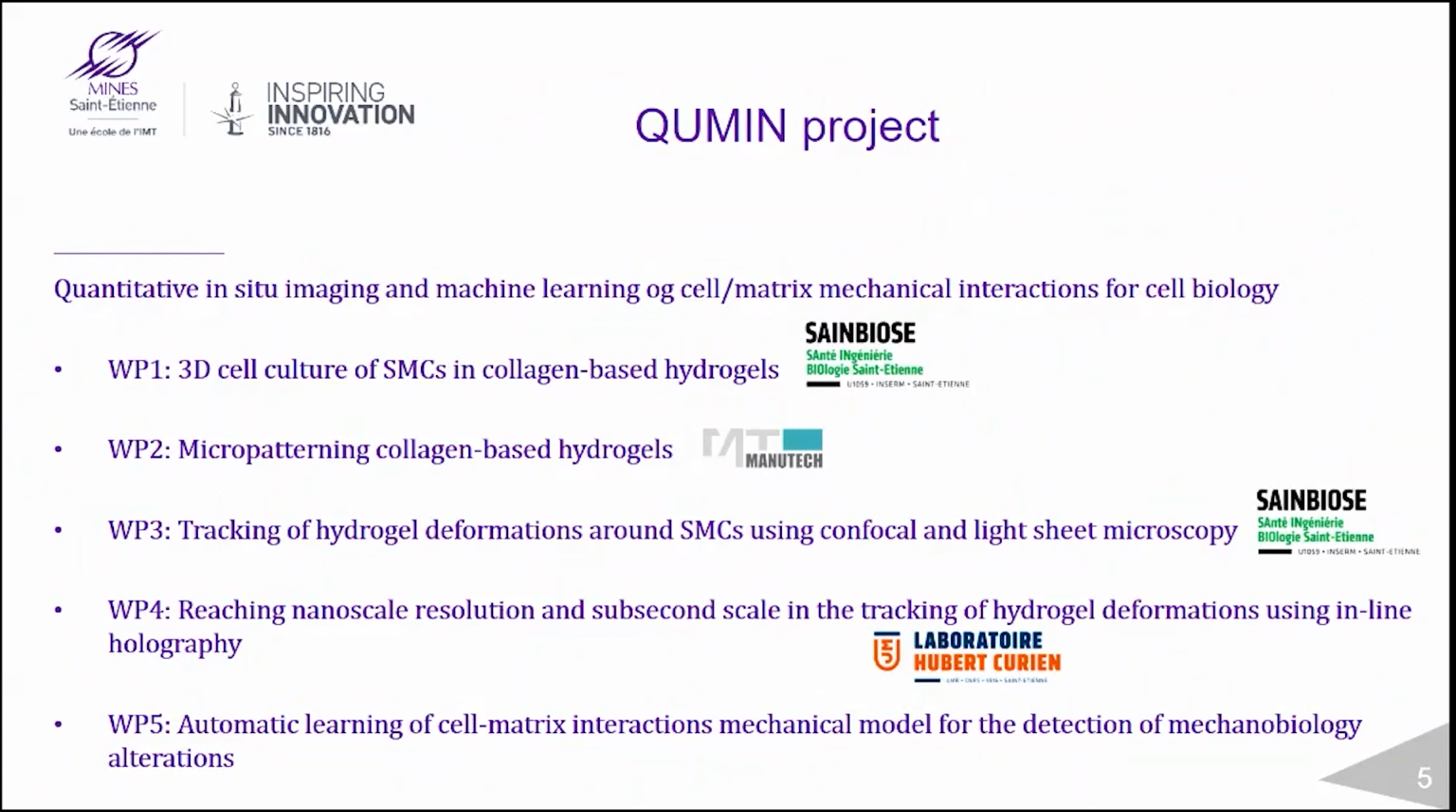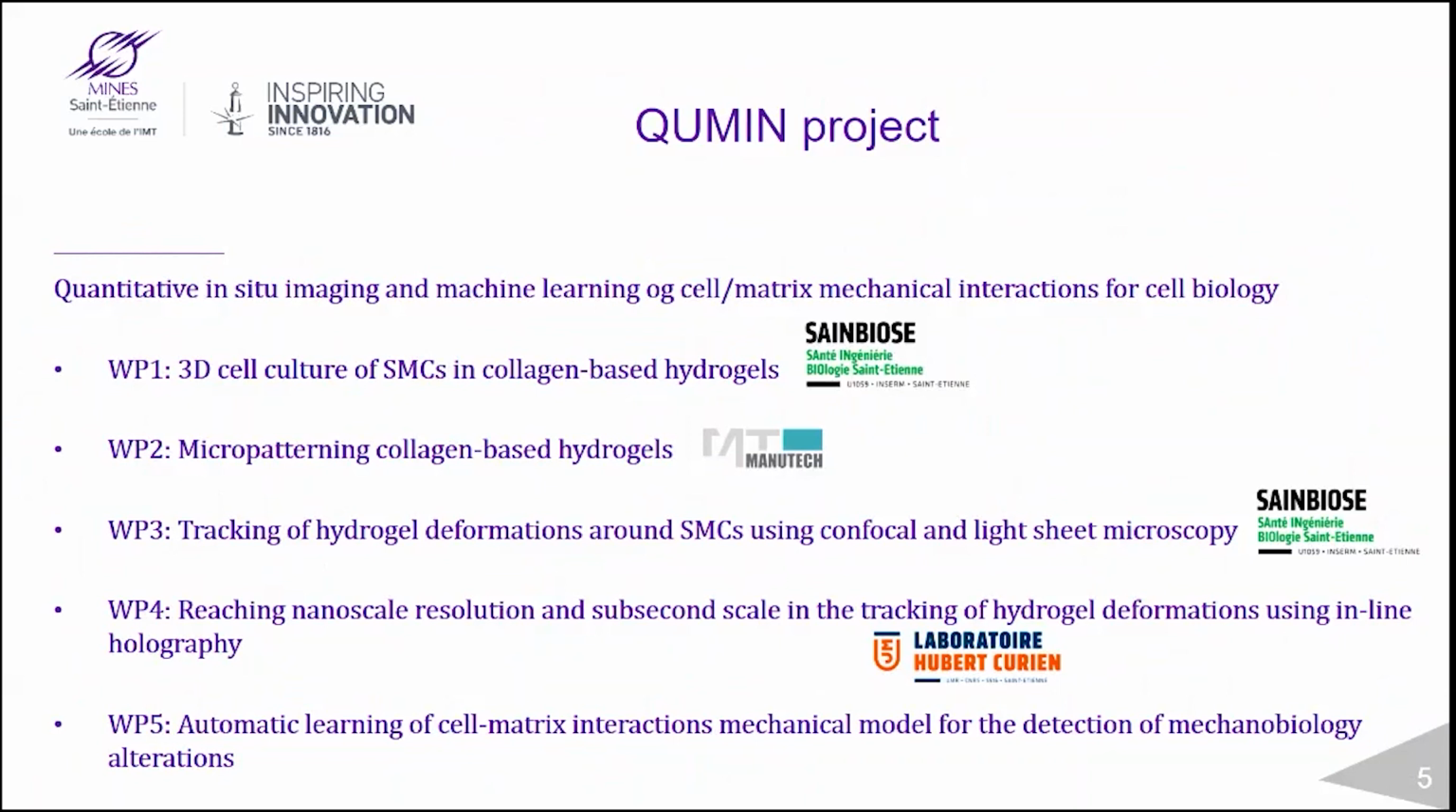Then we would like to go into more detail, both in spatial scale and temporal scale. For that, we want to combine the previous result with inline holography, which would allow us to go to sub-seconds and have a much smaller resolution. And finally, all the experimental results would be put into machine learning of a mechanical model for the cell-matrix interaction, which would allow us to apply this mechanical model on patient cells to identify whether or not the cells are healthy or present a risk of aneurysm.